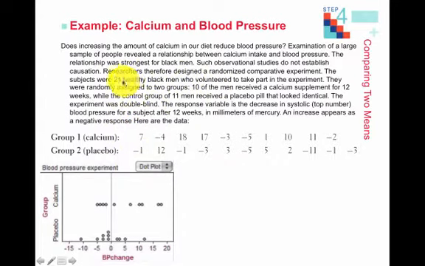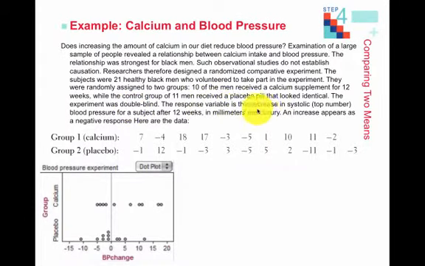So we have 21 healthy black men. They volunteered to take part in the experiment. They were randomly assigned to two groups. 10 get a calcium supplement. The control group of 11 receive a placebo that looks just identical. The experiment was double-blind. Remember, that means the participants don't know, and neither do the experimenters.